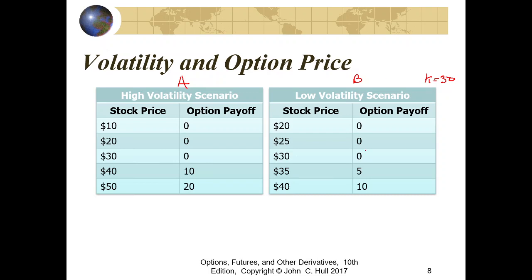So we can see that the underlying for A has a higher volatility compared to the underlying for B. Now what are we trying to find? We are trying to find the expected value for the option payoff. What would be the expected option payoff?